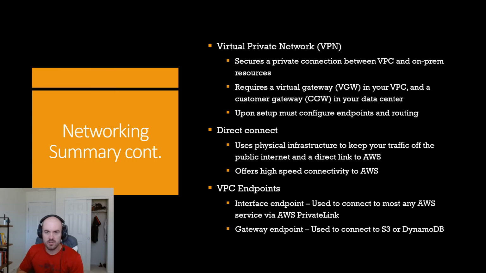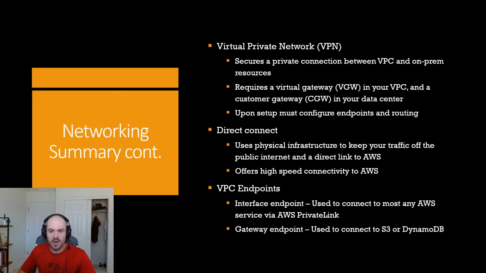Virtual private networks are what secures a private connection between your VPC and your on-premise resources. It requires a virtual gateway, which is going to sit in your VPC in AWS, and a customer gateway, which is going to sit in your on-prem data center. Upon setup, you need to configure endpoints and routing, set up route tables, and remember that the connection has to be initiated from the customer gateway.